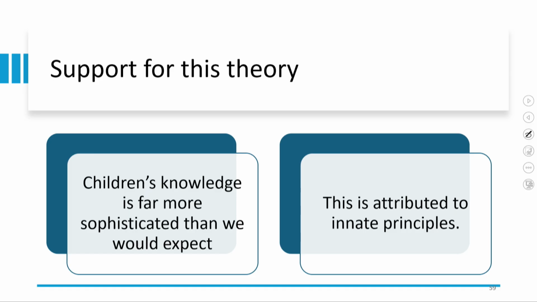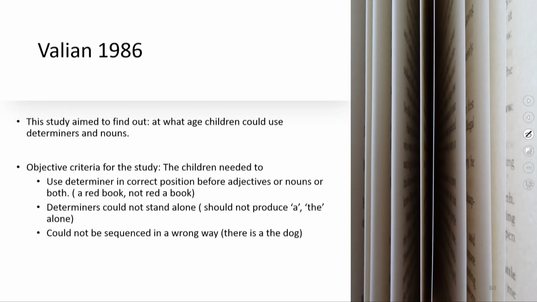Support for this theory, of course, there is ample literature available on these. You may look up any of those references. There are lots of studies that have found support. Children's knowledge is far more sophisticated than we would expect, and there has to be some sort of a mechanism that is innate in order for them to achieve that without much overteaching or adequate environmental input and so on. So, there is a lot of support.